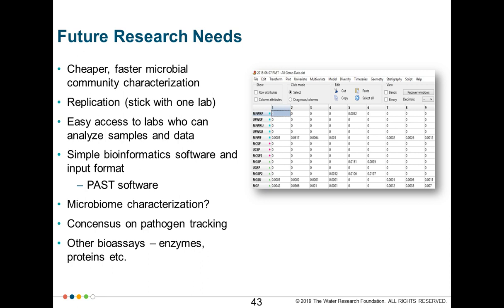And there are other bioassays such as enzymatic studies or microbiome characterizations that could be more useful for measuring big changes in the biofilter over time.